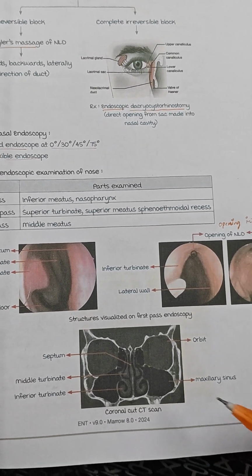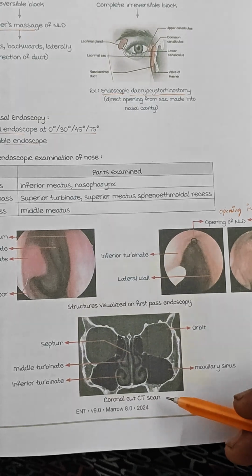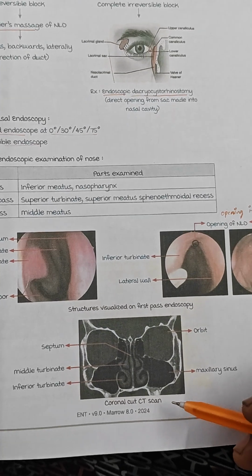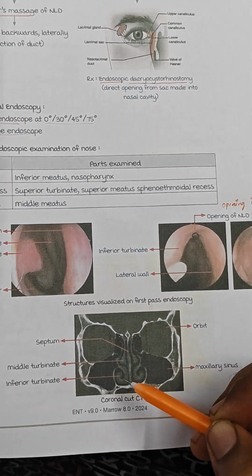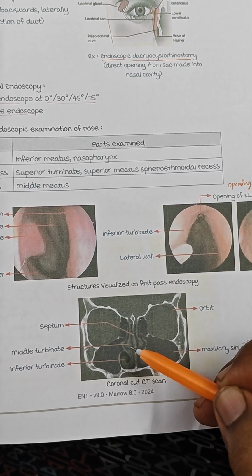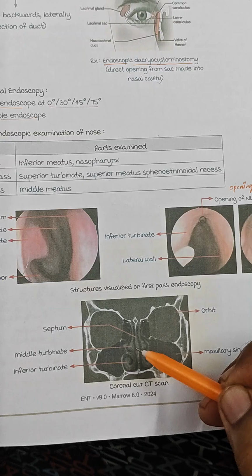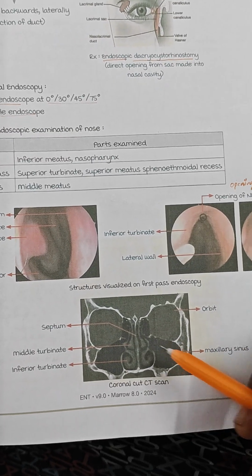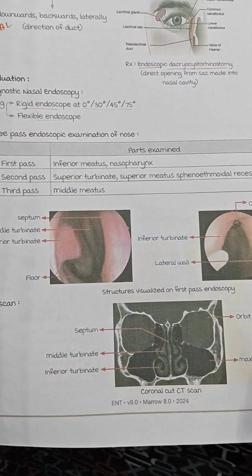Here we can see the coronal cut section of the CT scan. In this diagram, the lowermost part is the inferior turbinate, above it is the middle turbinate, and above it is the septum. This one is the whole maxillary sinus.